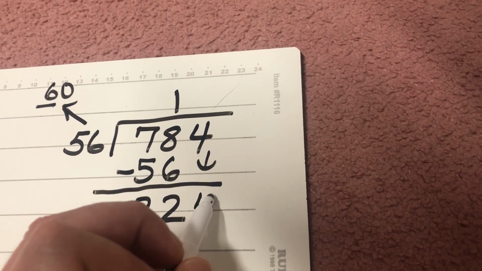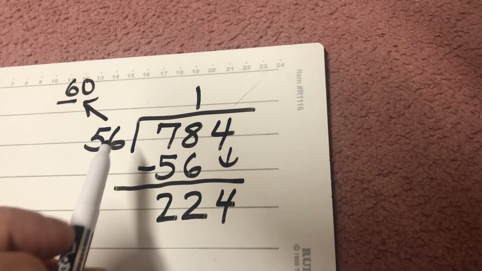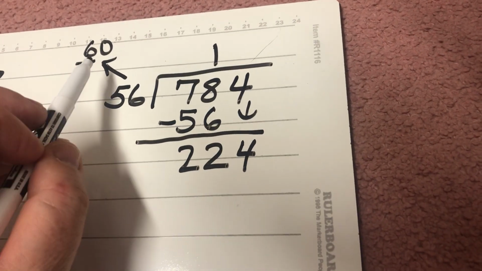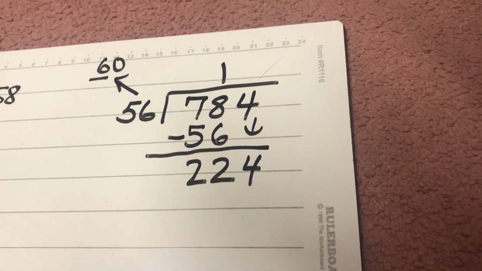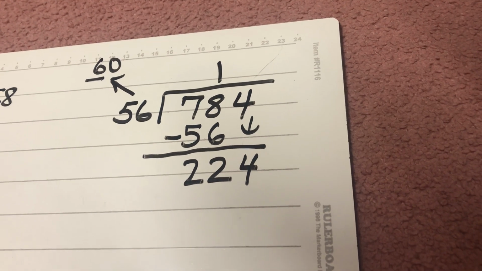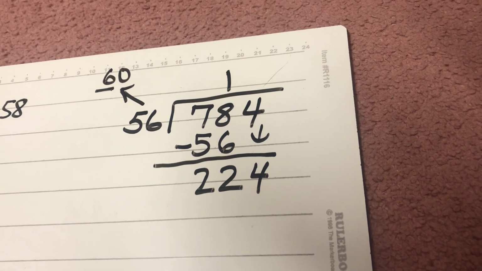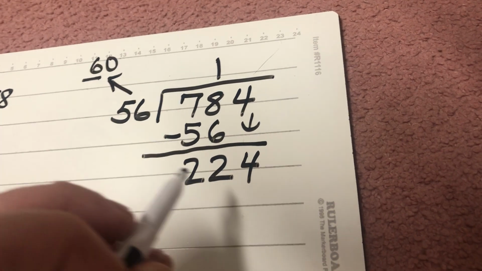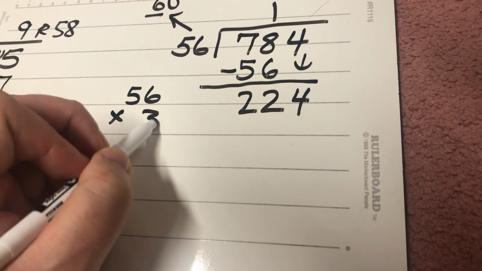I'm going to bring the 4 down. And I'm going to think to myself, well, okay, how many times now can 56 go into 224? So I'm going to use the smaller numbers. 6 cannot go into 2, but 6 can go into 22. Maybe not evenly, but that doesn't matter. 6 can go into 22 4 times. No, sorry, that's wrong. 6 times 4 is 24. That's bigger than 22. 6 can go into 22 3 times. So I need to try 56 times 3.